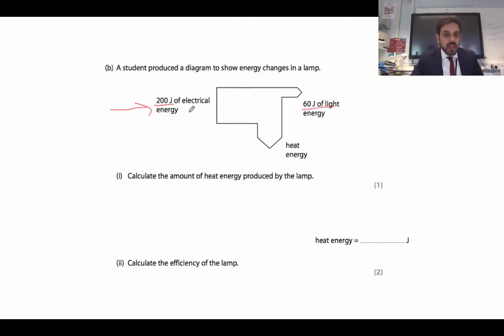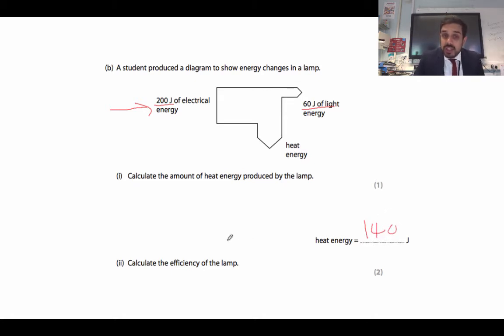Well, we know energy can't be destroyed. Yeah, so it's going to still be there. So if my overall is 200, 60 of it is light, how much of it's going to be heat? We can work it out. You can do it in your head, but I'll just show you. 200, take away 60. Answer is 140.